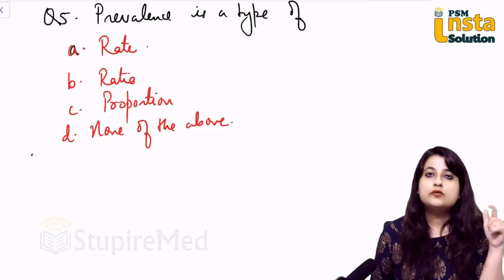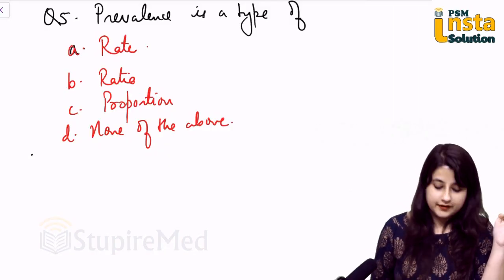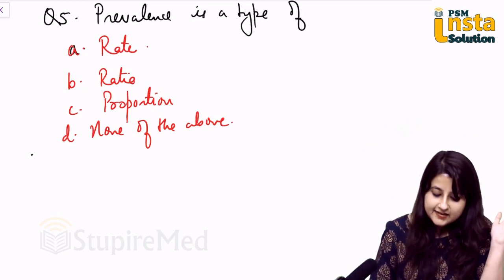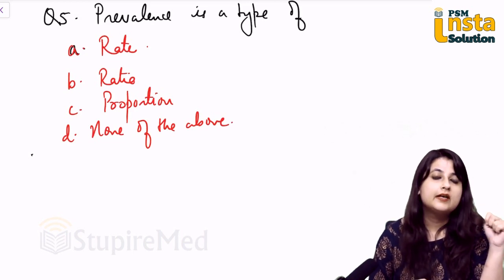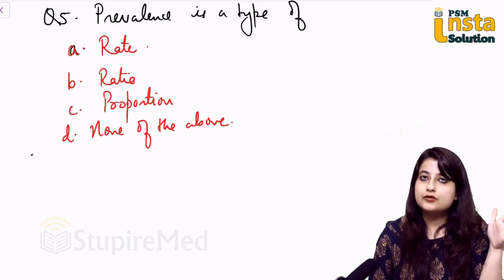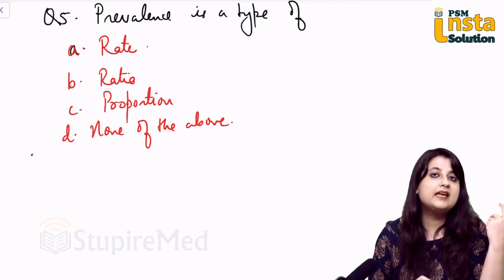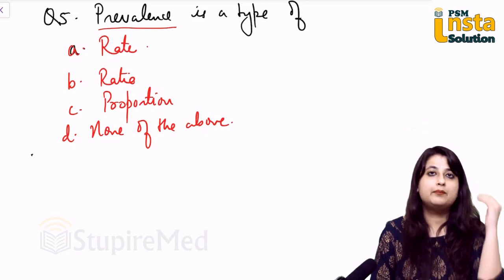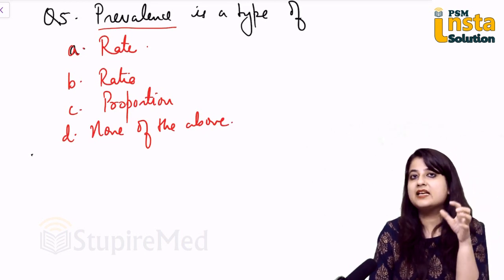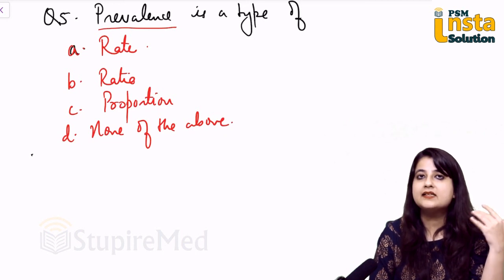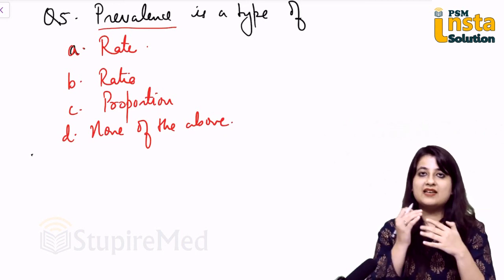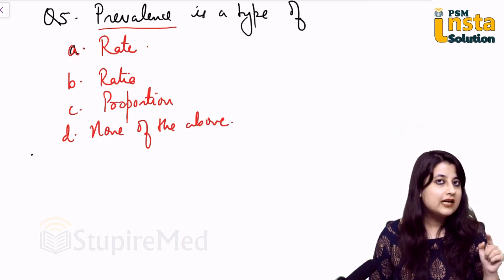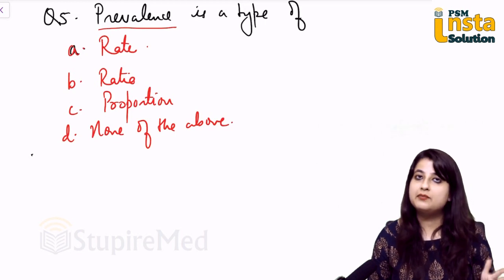Okay, hello students, welcome to Insta question number 5 of the day. So our question today is, prevalence is a type of rate, ratio, proportion, or none of the above. Now, this is a very common question, but a lot of you end up making a mistake because you have always read that the prevalence rate of, say, hypertension among elderly in a slum is 50%. So you've always read it as incidence rate and prevalence rate, and so you get confused. Let us look at the real logic behind what prevalence actually is.